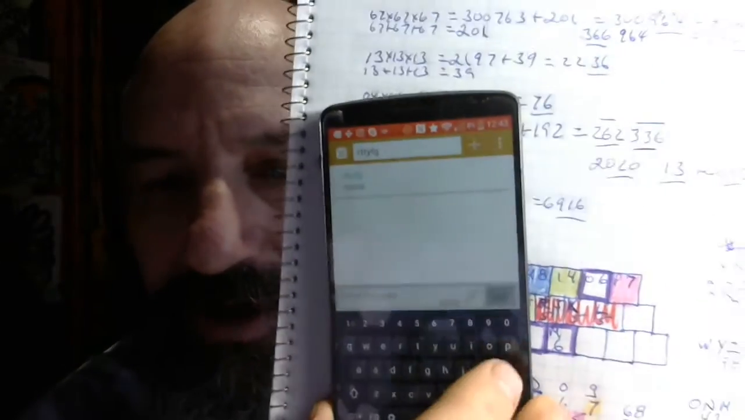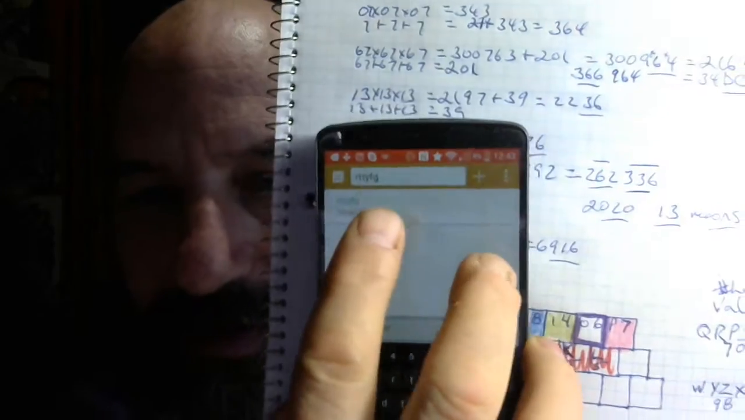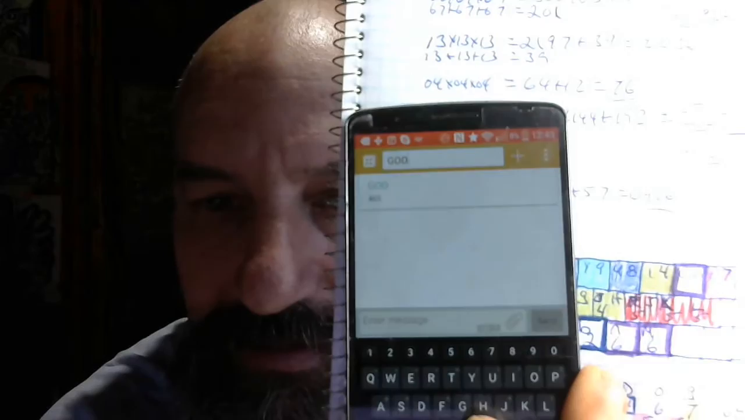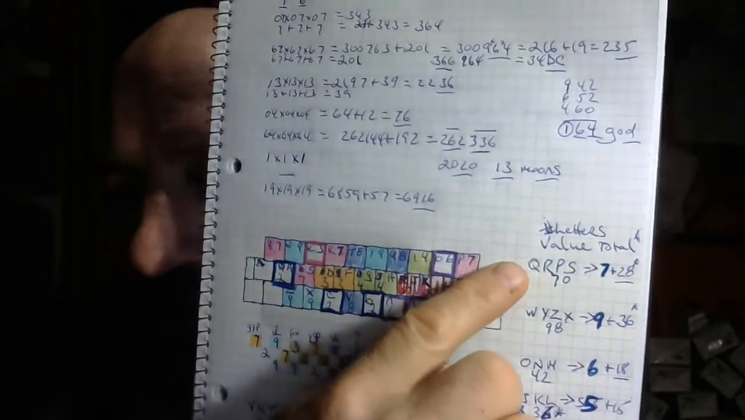You see when I put this number in up here, these letters in here, these numbers pop out. Like if I say the word, let's say God. If I say the word God, I get 463. Those are the numbers. So these are the details of the numbers.